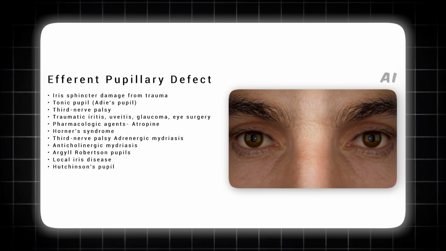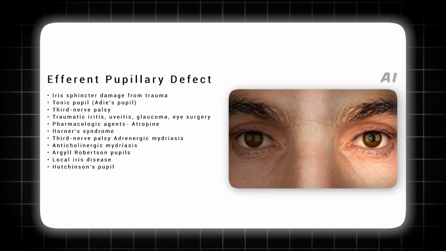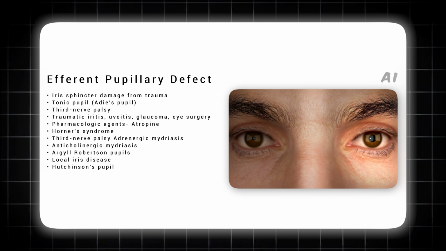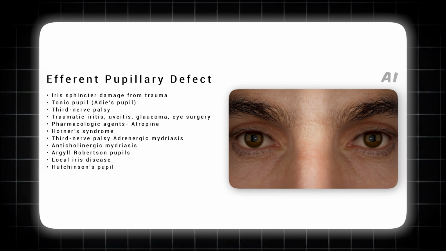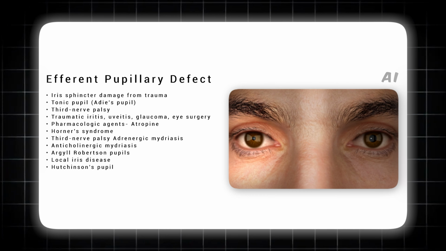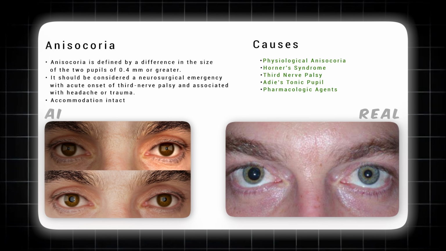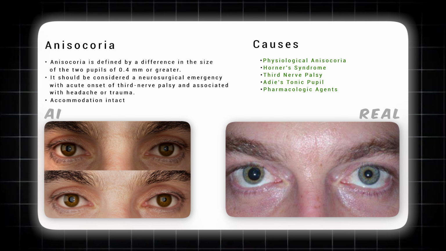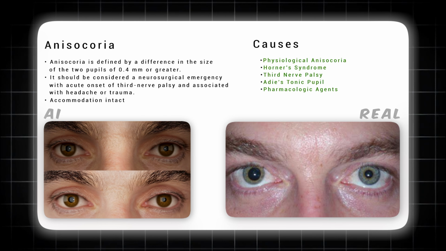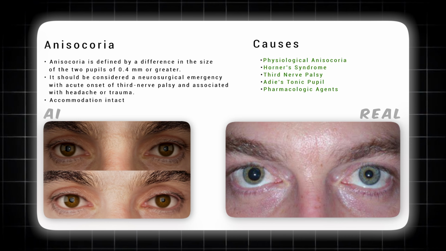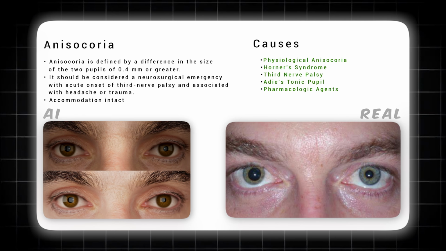Now we'll see the efferent pupillary defect. It is due to a lesion involving the efferent pathway, so one eye does not respond with the direct reflex or the consensual reflex on the other side. What is anisocoria? There is a difference in size of both pupils of 0.4 millimeters or greater, but all the reflexes, accommodation and light reflexes, are preserved.